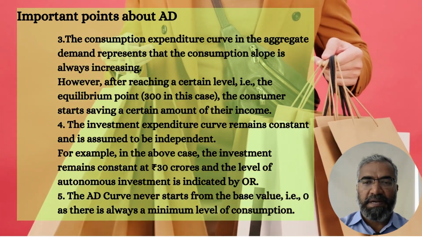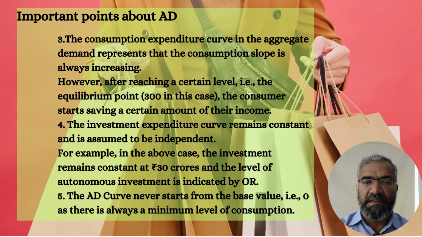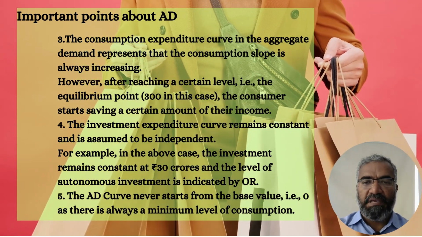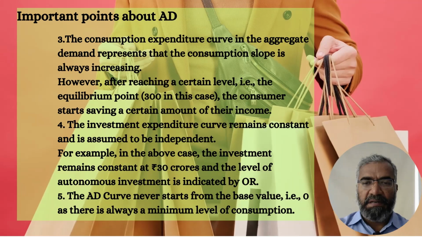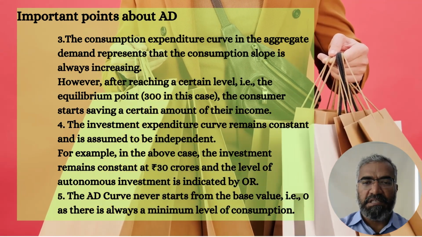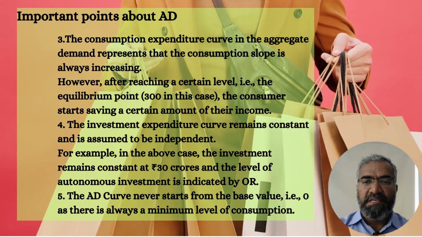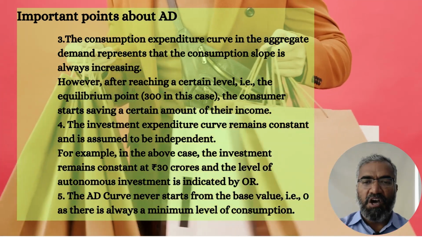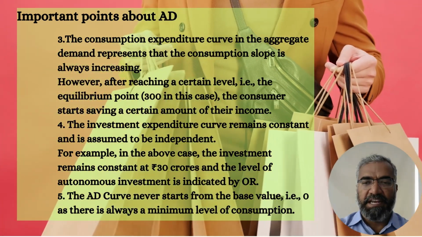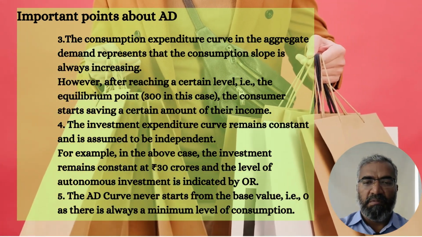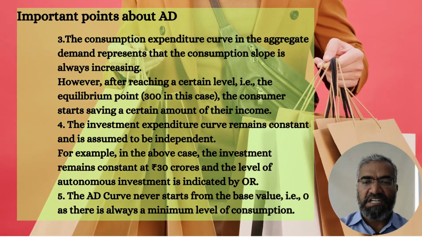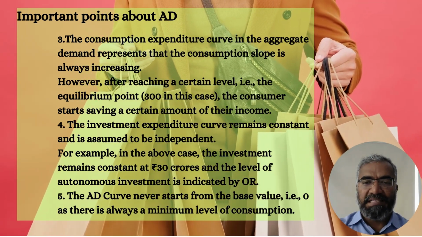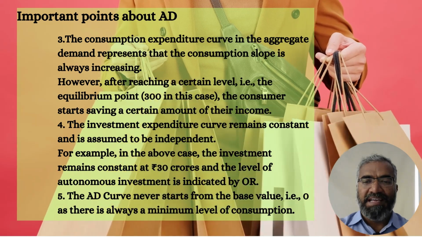Number 4, the investment expenditure curve remains constant and is assumed to be independent. For example, in the above case, the investment expenditure remains constant at rupees 30 crores and the level of autonomous investment is indicated by OR. Number 5, the AD curve never starts from the base value, that is 0, as there is always a minimum level of consumption.